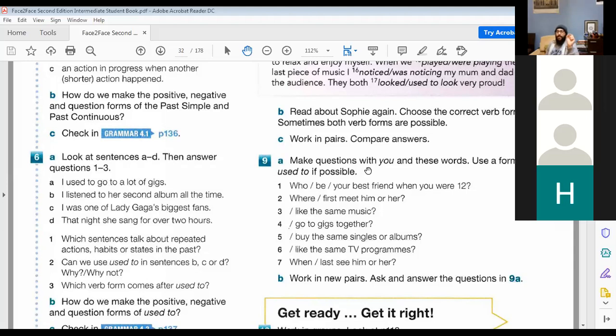Because habits, it's not habits. We're only asking about the first meeting, right? The first time. So it's a one-time thing. Do you get the idea?